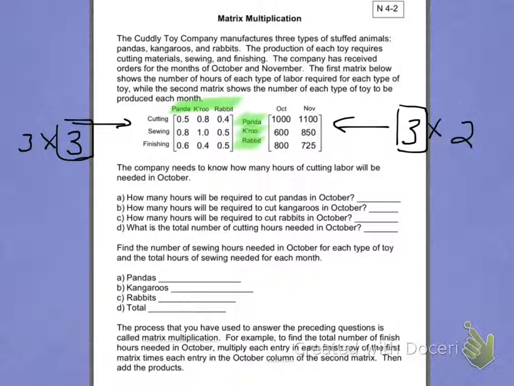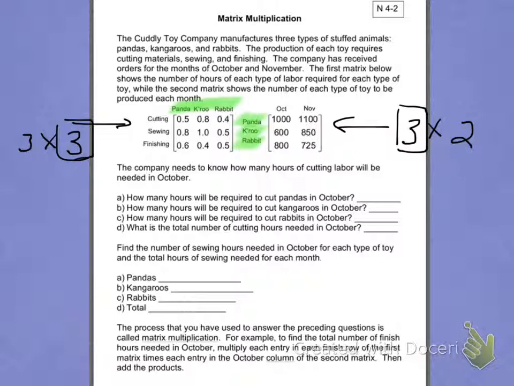So let's go on and just think about this in terms of how we would solve a problem, not knowing anything about matrices, but just using this as a way to have information given to us. The company wants to know how many hours of cutting labor are going to be needed in October. Well, they're going to cut 3 different kinds of toys, and those are different. So what they're going to do is first figure out how much it's going to cost them to cut. Let me see if I can get a different color on the highlighter.